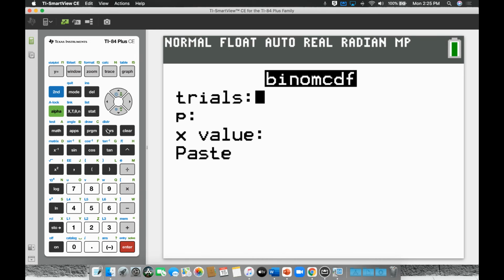So fixed number of trials, 12. Still a 0.55 probability. Where do we want it to stop counting? From 0, not at 2. We want it to stop at 3, right? So we want it to count 0, count 1, count 2, stop. So stop at 3. So we're going to put 3 here.